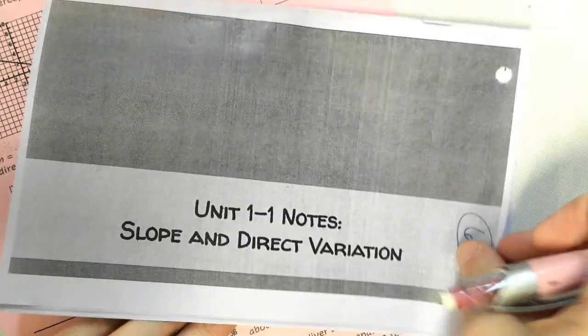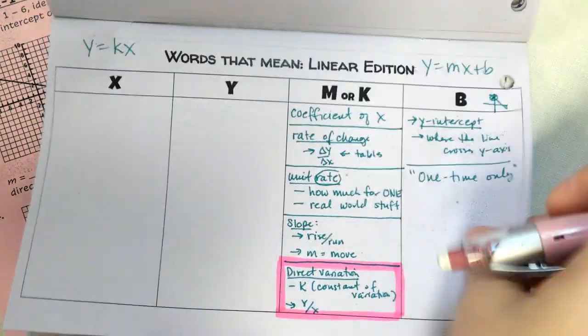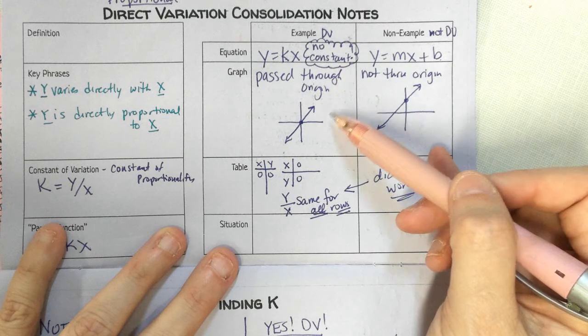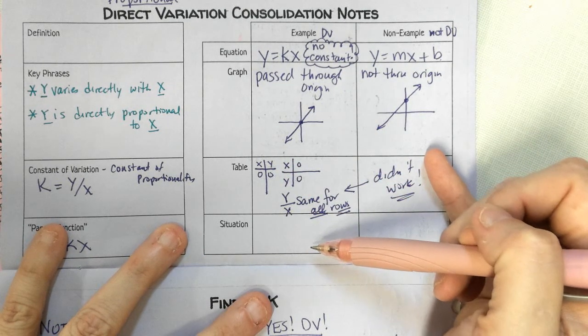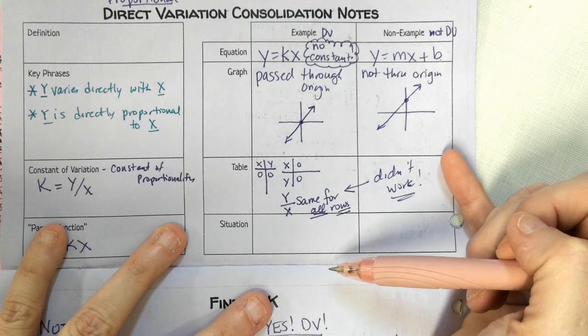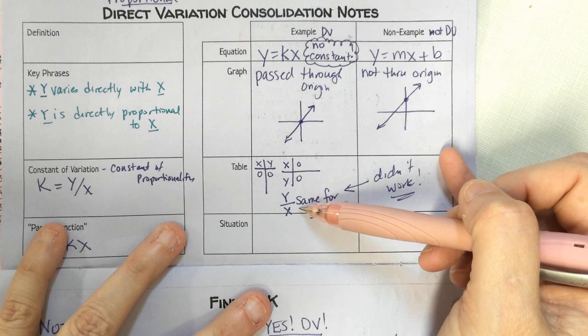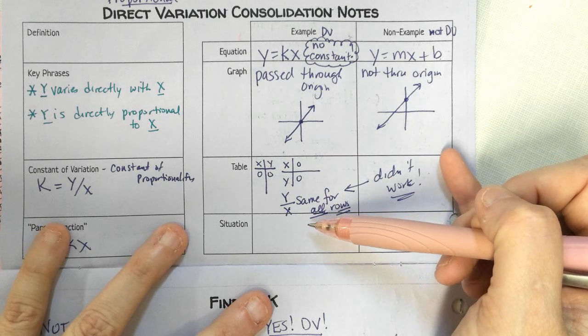Okay? Direct variation is only different in that with direct variation, it passes through the origin. So it's still linear, but it has no constant. It passes through the origin. It has a 0, 0 row in the table, and in a situation, you don't have that one-time fee. Okay, this is the only one where y over x works. If you're going to use y over x, you have to do it for more than one row. It has to work for every row in the table, or else it's not direct variation.